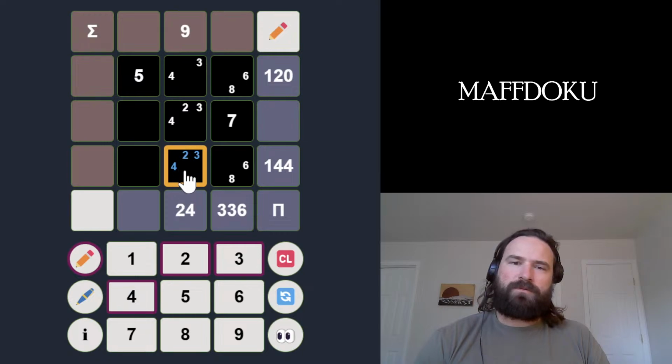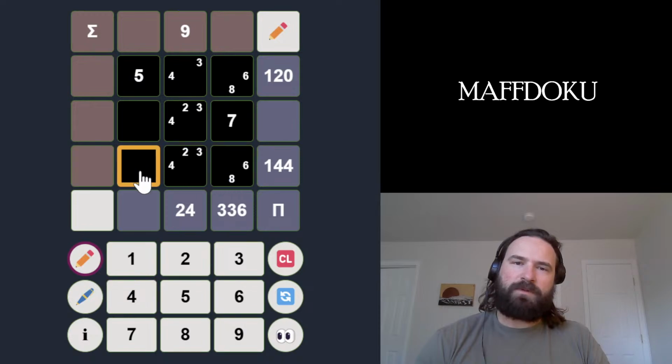Can this be a 2? Maybe is the question. If this is a 2, then what we have left over is 72, which is 8 times 9, so that is possible. This could be a 9, this could be a 2, this could be an 8.